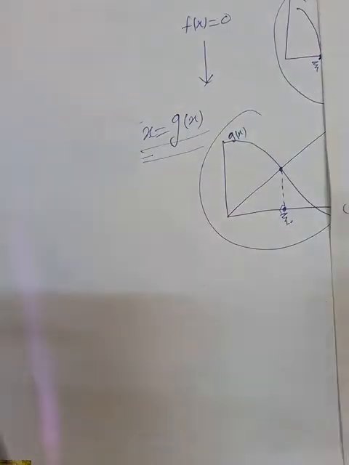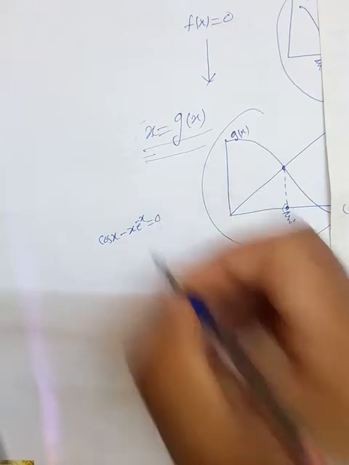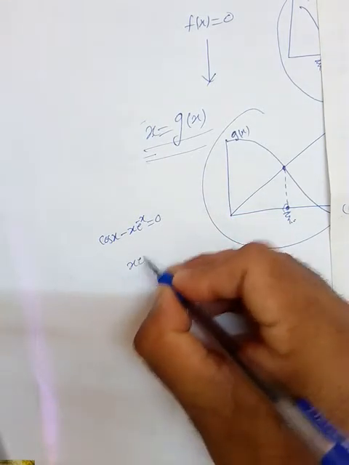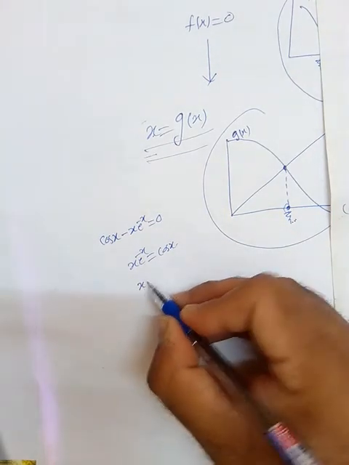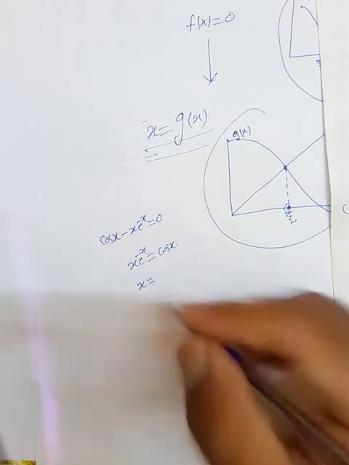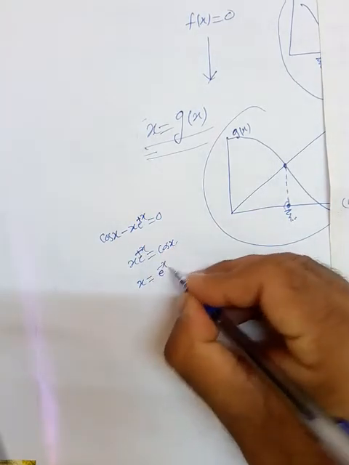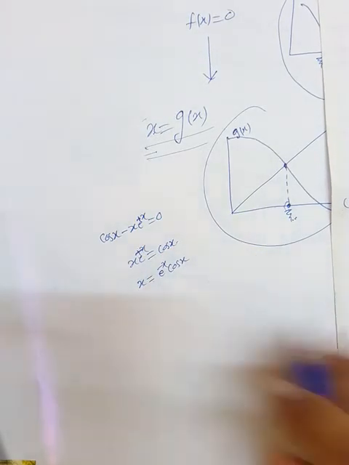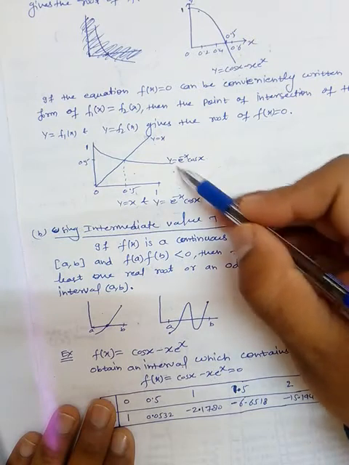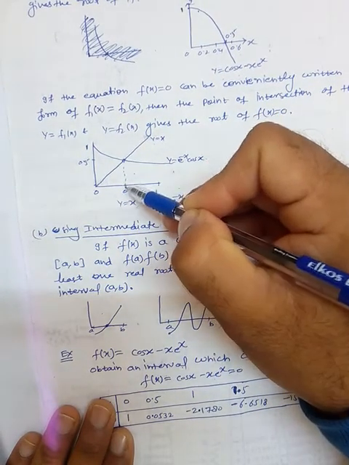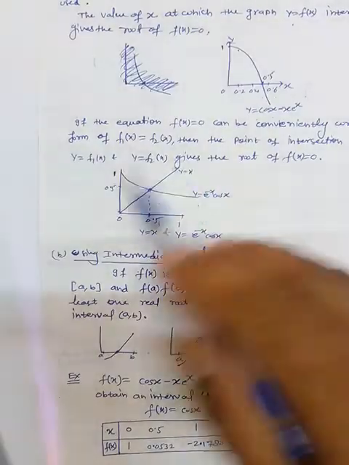Okay, so how could we write this? What is our target? Our target is to write down x e raised to the power minus x is equal to 0. So we could write it like this: x e raised to the power minus x is equal to cos x, and then x is equal to, this is plus x, this is plus x, so this will be e raised to the power minus x cos x. Okay, so what is here? This is your y of x, this curve is e raised to the power minus x cos x, and they are intersecting at this point, so this will be the root. So this root and this root both are same. Okay, so this is the alternate way.